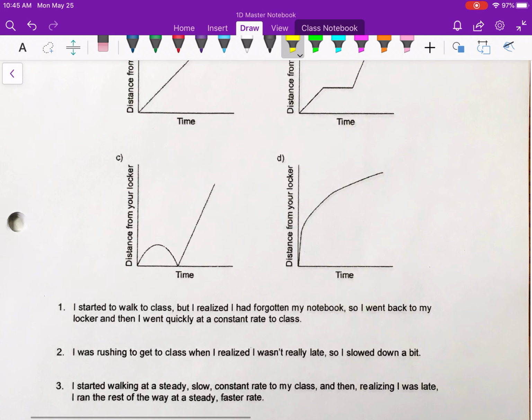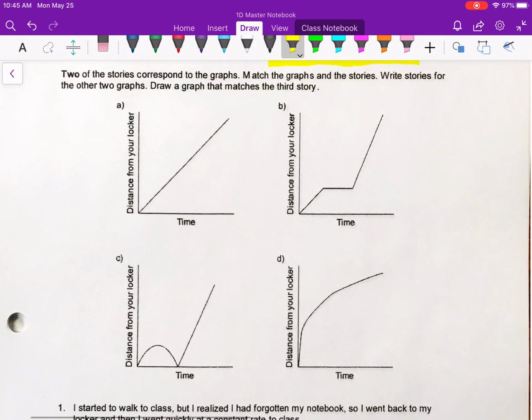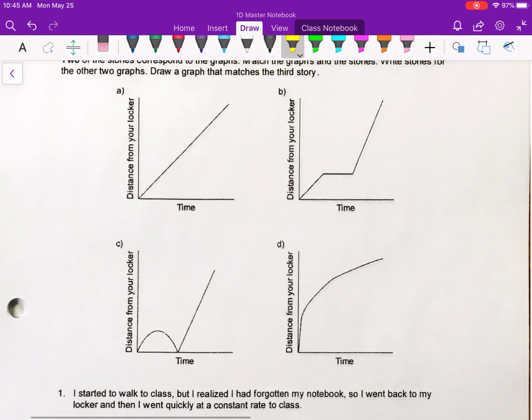So we want to read these stories and see if any of these graphs look like what we would imagine the story should be. I started to walk to class, but I realized I had forgotten my notebook, so I went back to my locker and then went quickly at a constant rate to class. So if I start at the top left, what we have here is time, of course, and distance from locker, how far the student has gotten from his or her locker.